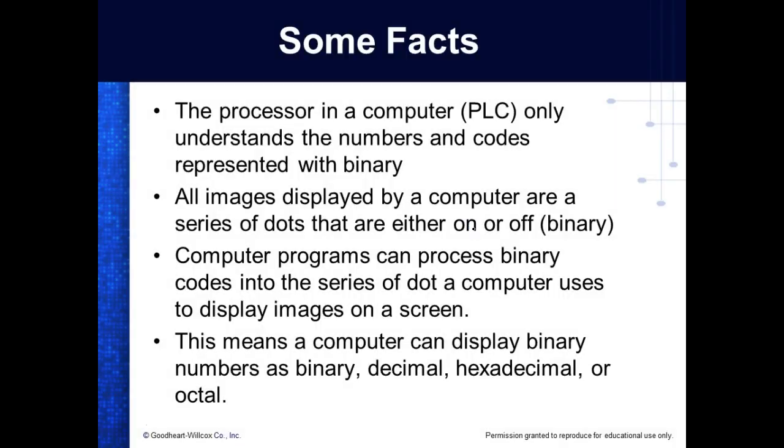Some facts. A processor and a computer only understand numbers and codes represented as a binary number system. So on my keyboard, when I press the letter K, the keyboard controller sends a binary code to the processor. And then the program interprets that to mean different things. All images displayed by the computer are a series of dots that are either what? On or off. I meant to bring my big microscope. I have a flat microscope that you can actually use to look at the screen of this computer and see those dots.